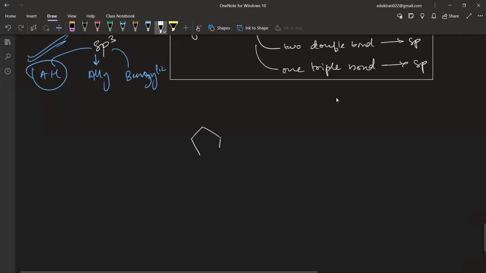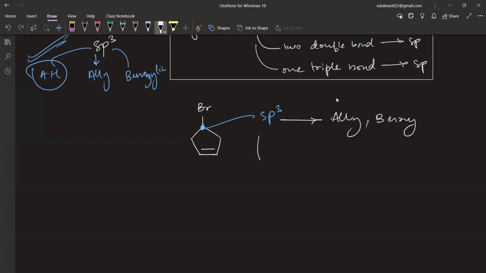Can you please turn the mic on, Muhammad Umar? Yes, sir. Now you tell me, this carbon is what, sp3 or sp2? It is sp3. Very good. Now this sp3 is further connected to which carbon? It is connected to another sp3. Yes. So that means it is neither allylic nor benzylic. Correct? So it will be what? Alkyl halide. Simple. Got it? Okay, fine.